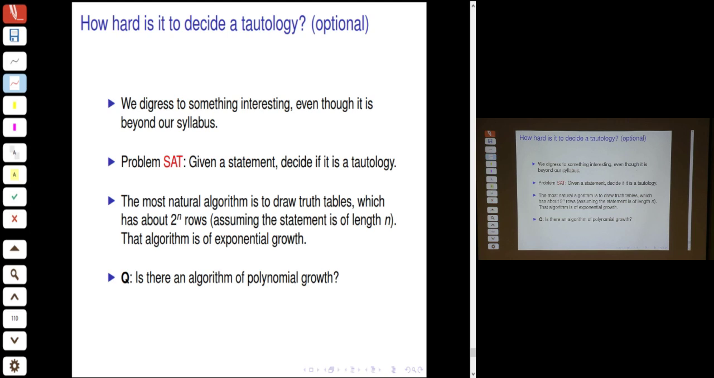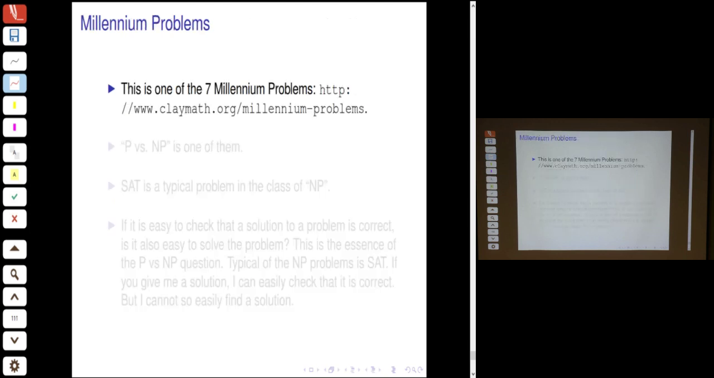Sounds very innocent, right? Sounds like you can do it. Maybe you can. But this is one of the 7 millennium problems. At the turn of the millennium, there were 7 famous mathematical problems. The problem I just stated is a way of saying something called P versus NP. P is for polynomial time algorithm. NP is for non-deterministic. I don't have time to explain what. Maybe by the end of the semester, I have time to talk about Turing machines. I'll tell you what exactly it is.